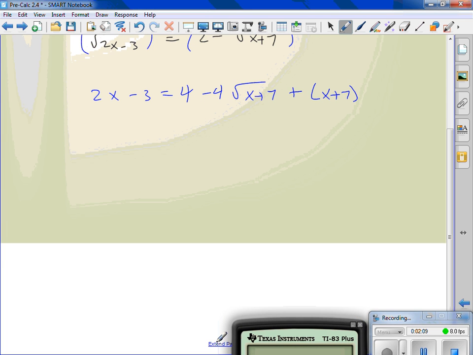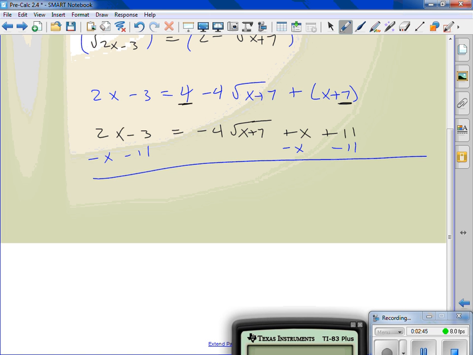All right, now I'm going to combine my like terms, which here I have a 4 and I have a 7 over here. 2x minus 3 equals negative 4 square root of x plus 7 plus x plus 11. All I did was combine the 4 and the 7 together. Now I'm going to move everything that's not a radical to the left-hand side. So I'm going to move this over. I'm going to move this over. So x minus 14 equals negative 4 square root of x plus 7.